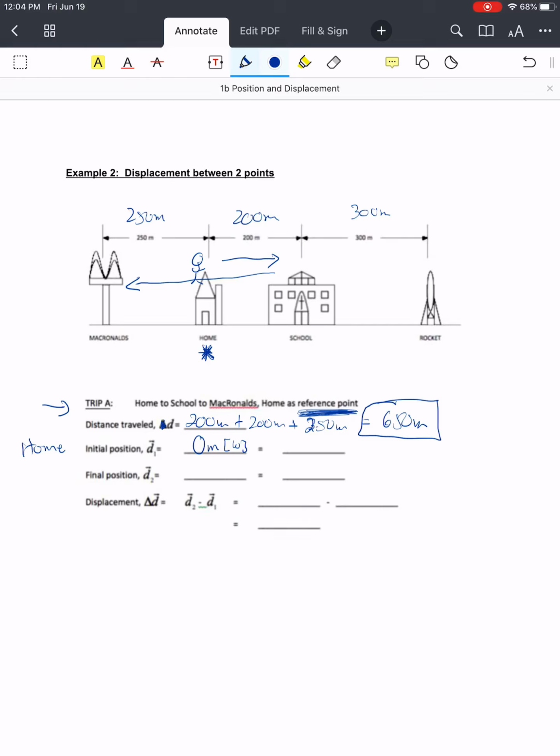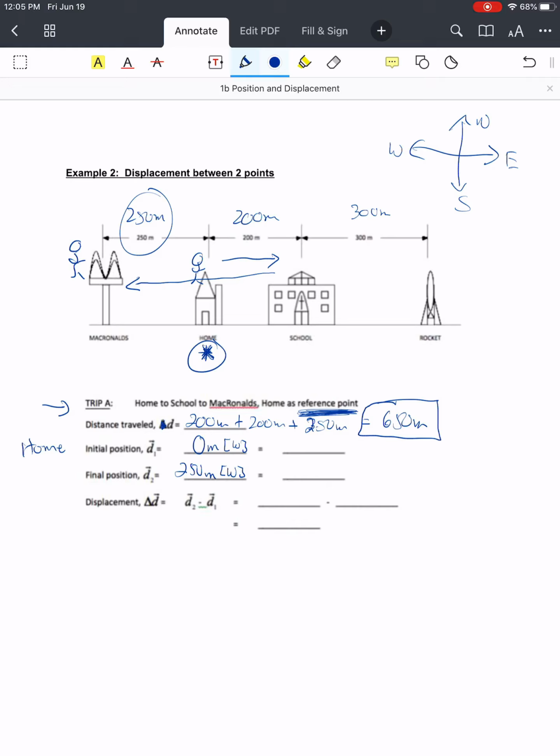Now let's look at our final position, D2 or DF. Okay, now where do I end up? I end up at McDonald's. So how far are you from your reference point? So how far is McDonald's from your reference point, which is home? And the answer to that is it's 250 meters, right? And 250 meters away from my house in the westward direction. So north, east, south, west. So I'm 250 meters west of my reference point.